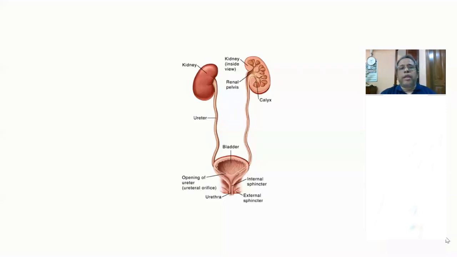Both the kidneys are not at the same level. Show the picture. The right kidney is a little bit lower than the left kidney because on the right side the liver lies. The right lobe is enlarged in size. For that reason, during development, the kidney is descended down to some extent. The left kidney is higher.